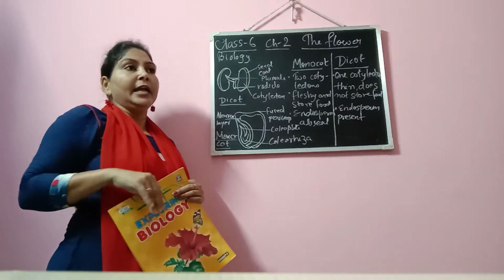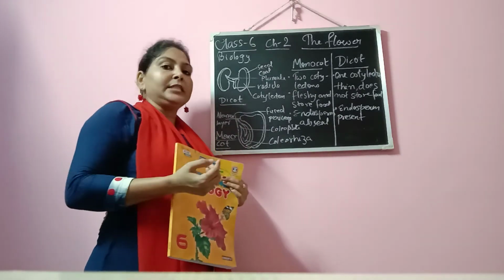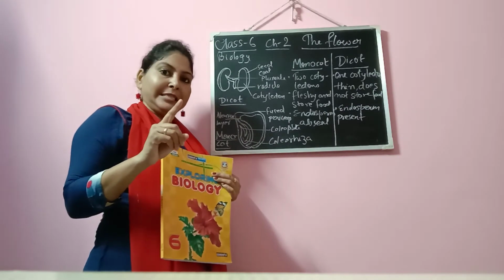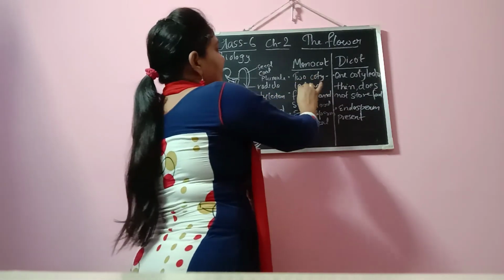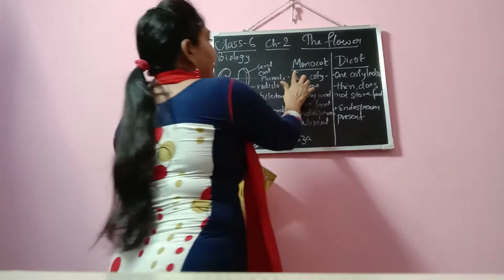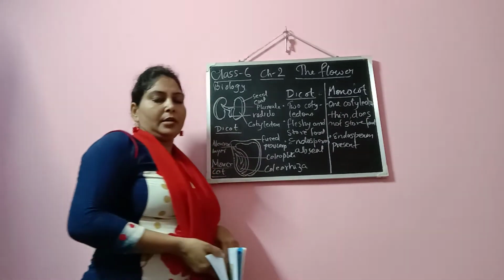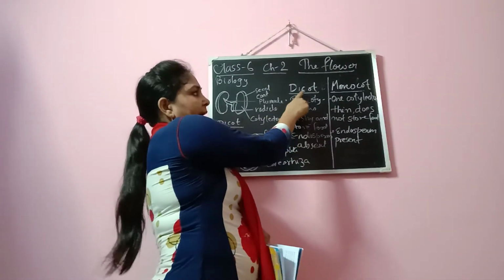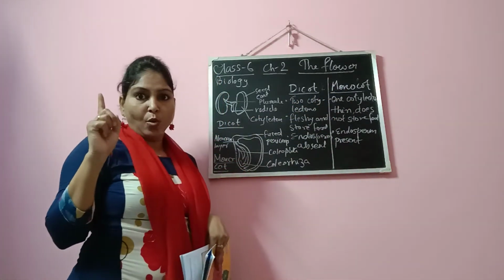Now we will learn about the basic difference of monocot and dicot. From the words monocot and dicot we have learned that in monocot seed there will be one cotyledon present, and in dicot seed the cotyledon will be two. So we are going to point out certain differences between dicot and monocot seed. You can see here in dicot seed there are two cotyledons, and in monocot there is only one cotyledon.